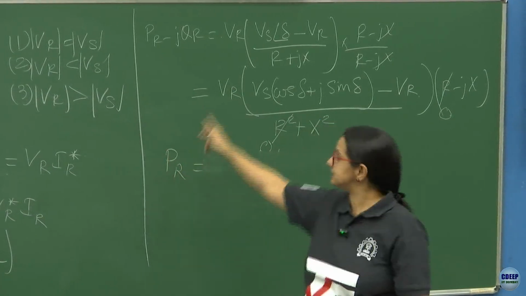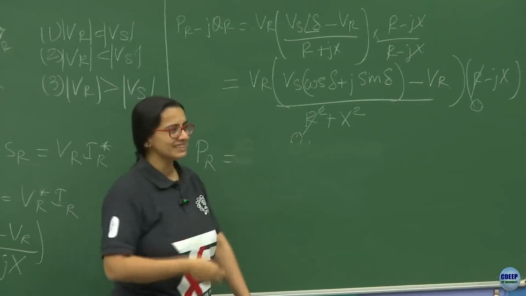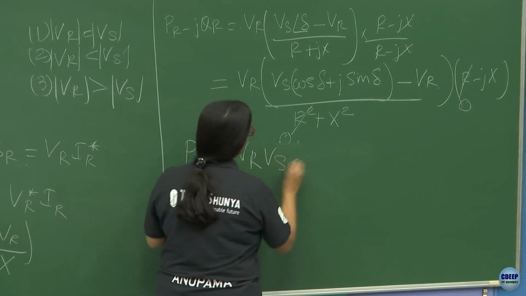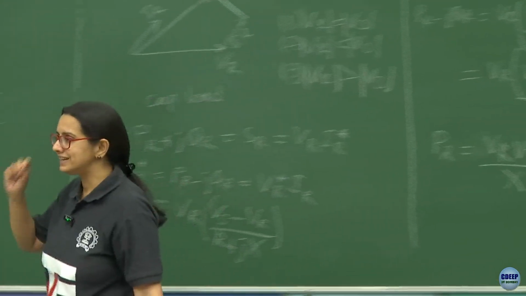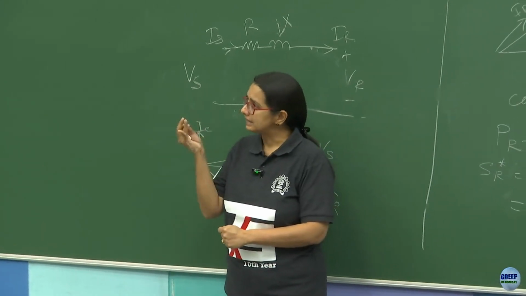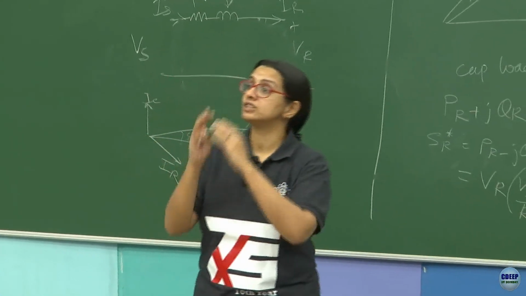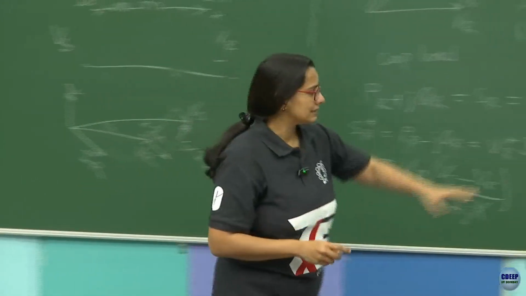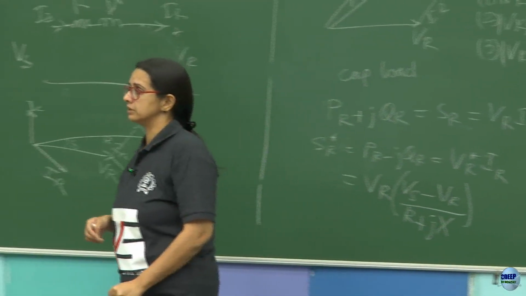This PR is the real part of this. So the only thing that's going to remain, and this is DIY. You like watching reels and so on, so do this DIY too. This is going to be VR VS sine delta by X. Okay, it's a very special formula. It is derived under the assumption that your resistance can be ignored. So in fact, this formula is power transfer over a lossless transmission line. Lossless why? Because we are taking R as 0. Okay? And this is the formula. This is telling you the power transfer.